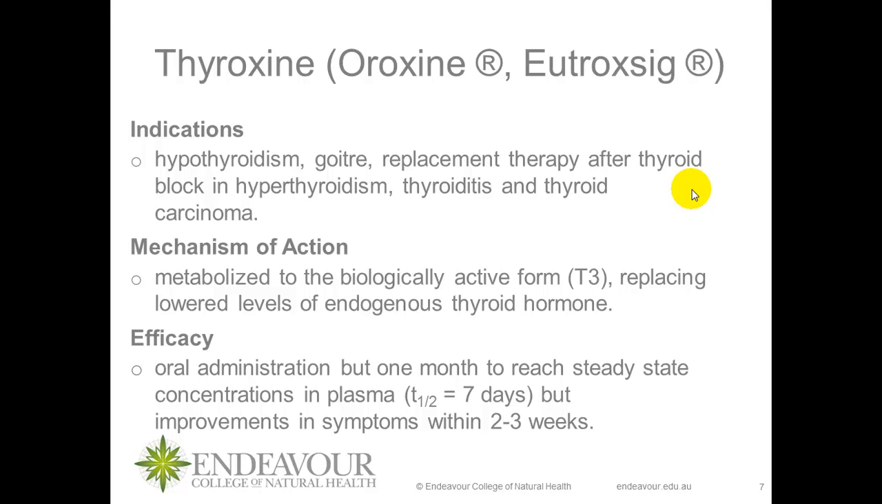Because it is taken as the T4 form, and because T4 does have a long half-life of 7 days, with oral administration it takes about a month for that person to reach a steady state concentration. However, because it is still an active hormone and it is metabolized into the active form T3, the person will show some improvement in their symptoms within 2 to 3 weeks.